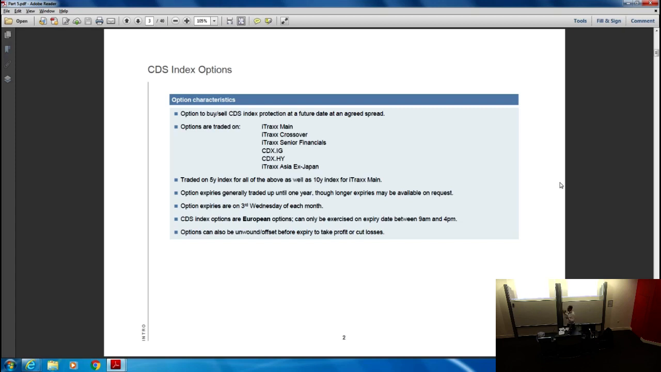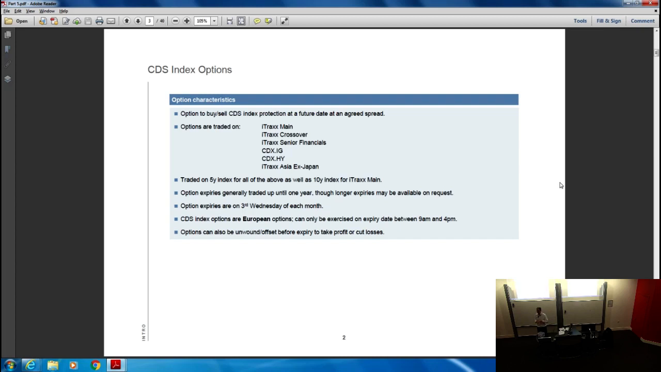The options themselves are European-style options. So what does that mean? That basically means that you can exercise the option only on the expiry date. So only on the 16th of May can you exercise that option, but it still has a value prior to the exercise, and that's what you trade in the market. So you can buy and sell prior to expiry, but the expiry is on that date, and in Europe you basically get a 7-hour window between 9 and 4 p.m. to actually exercise the option.